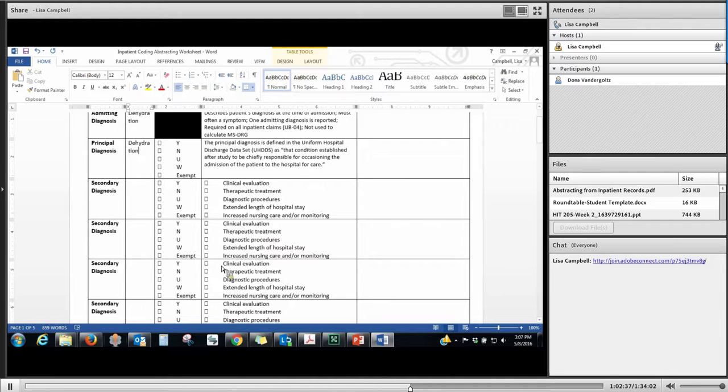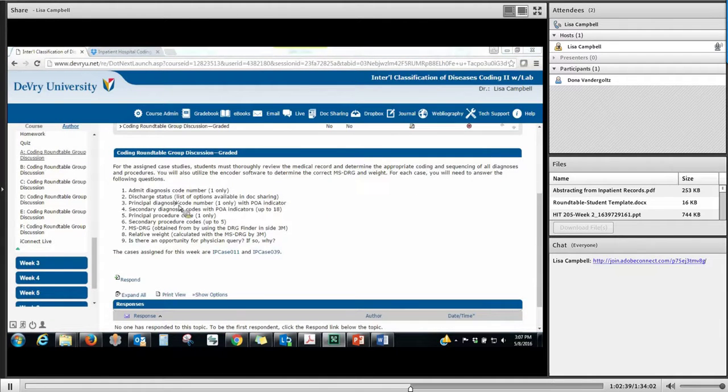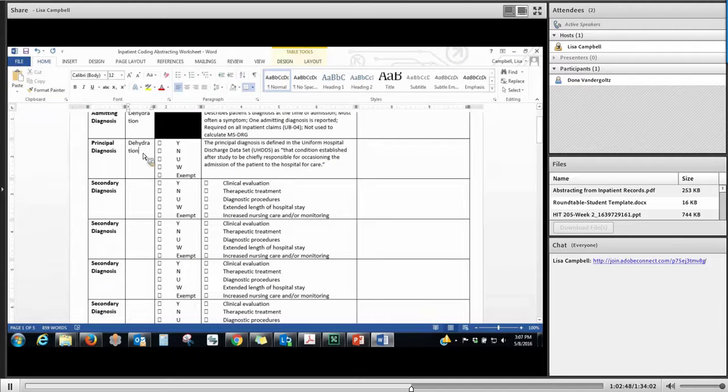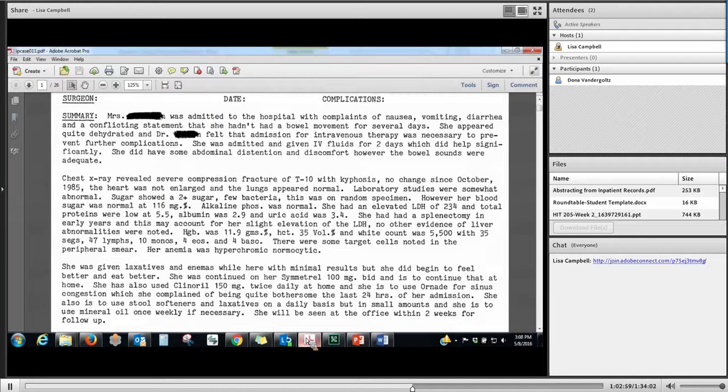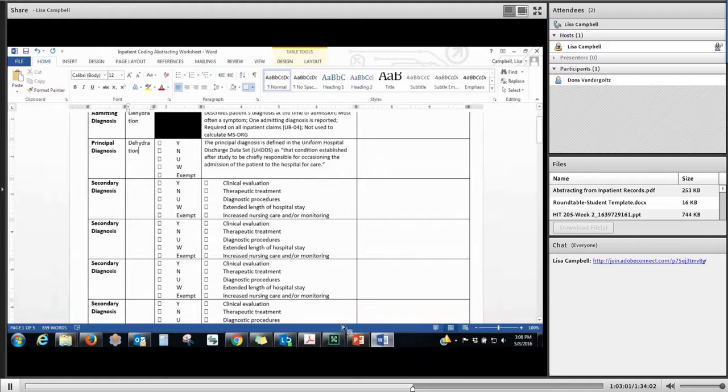Now, for your coding roundtable, you notice that it says admit diagnosis code number. So even though I wrote the words dehydration here, you will have to pull out your coding manual and locate the actual code for dehydration. But for now, I'm just showing you how I'm using this sheet to track my notes. Also, I have a POA indicator column here. Was this present on admission? Absolutely, it was present on admission.